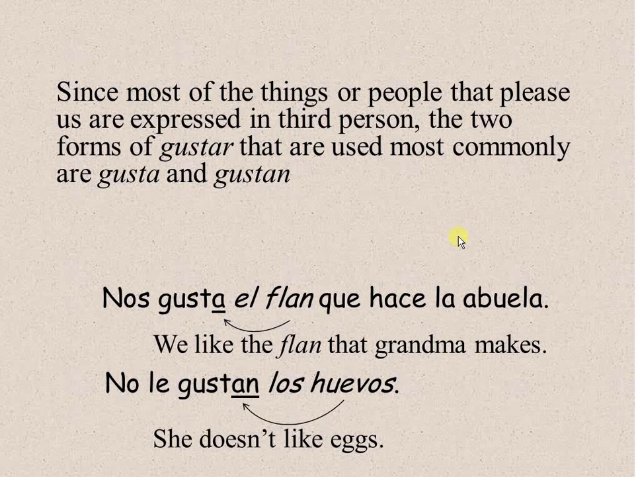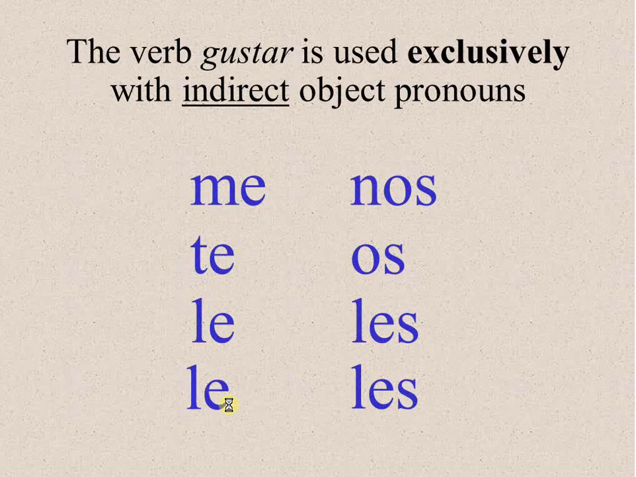So how do you decide one or the other? Well, it will depend on what you like. So, nos gusta el flan que hace la abuela. Because el flan, the thing that I like, is in the singular form, I'm going to use gusta. But if whatever I like is in the plural form, I'm going to use gustan. The verb gustar is used exclusively with indirect object pronouns. Me, te, le, nos, y les.